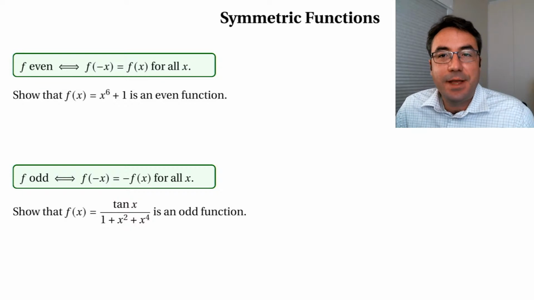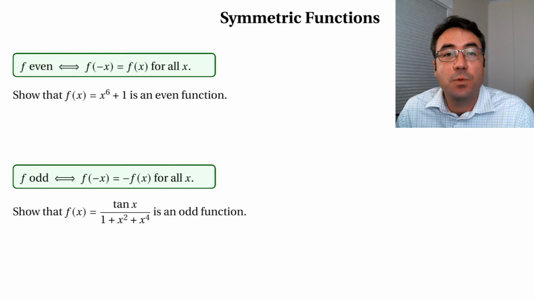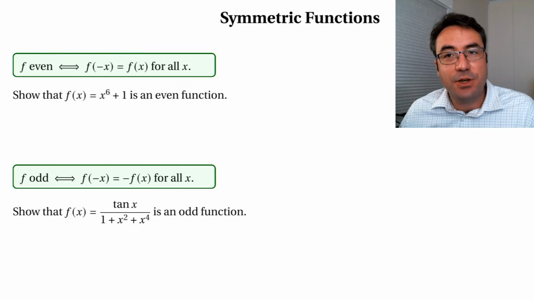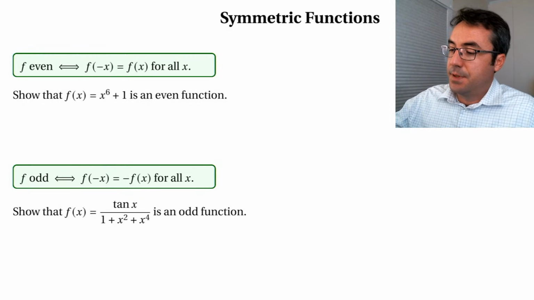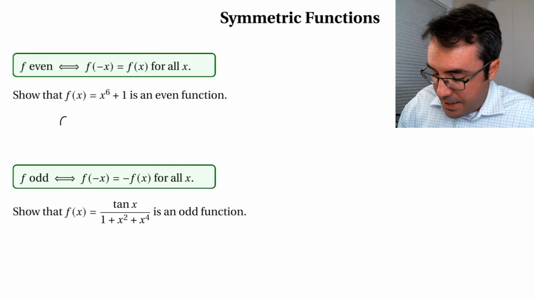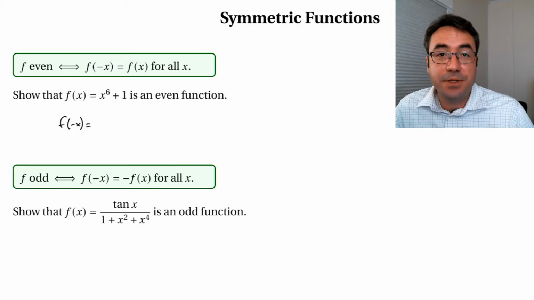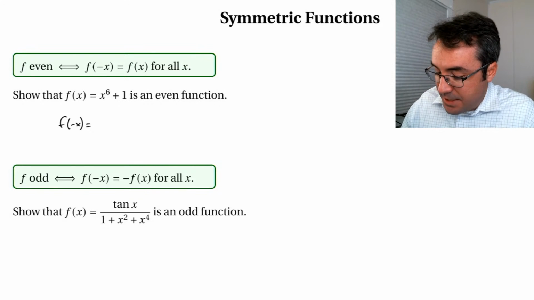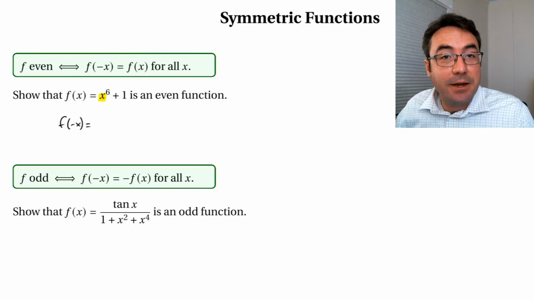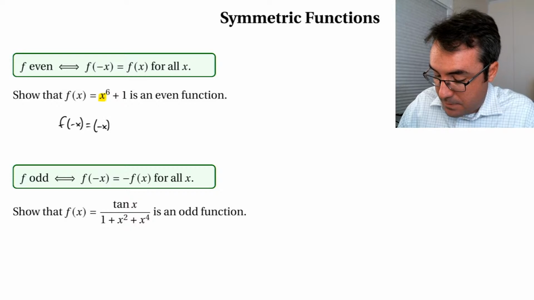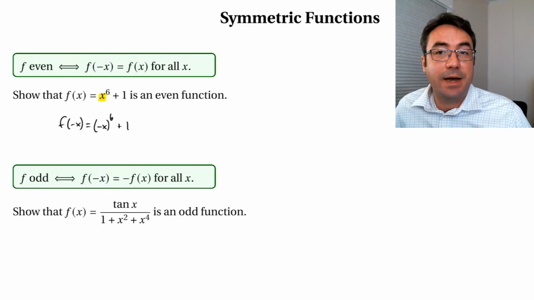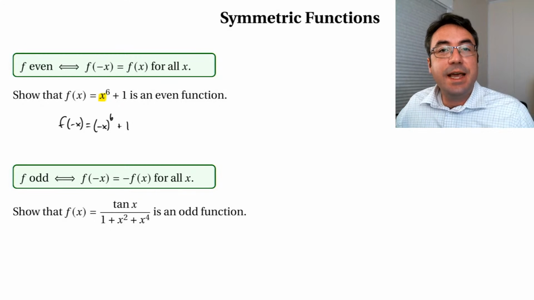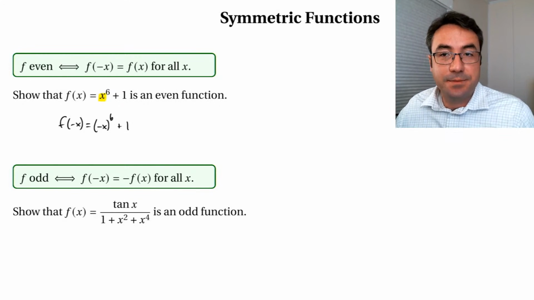So let's show that, based off this definition, our function f of x equal to x to the power 6 plus 1 has an even exponent, so we're thinking it's going to be an even function. But let's show that it's an even function. What we're going to do is take negative x and plug it into this function. So wherever I see an x in my original formula, I'm going to change that to a negative x. So I'll have negative x to the power 6 and then plus 1. And then we try to simplify. With an even function, all of those negatives that we introduce should end up getting canceled out, and that's what we see here.